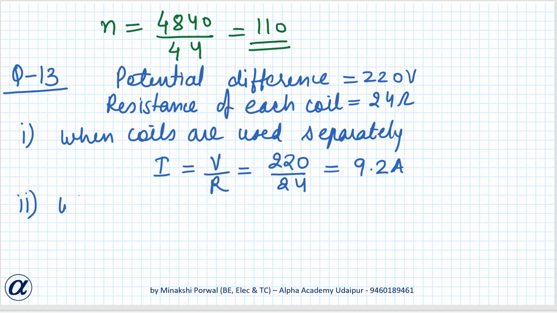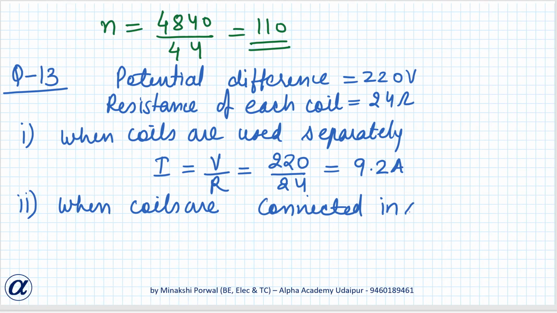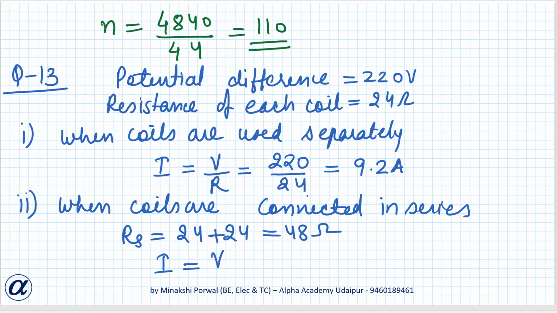Then when coils are used in series, or connected in series, the series resistance will be 24 plus 24, that is equal to 48 ohms, and I will be equal to V upon R, that is 220 upon 48. So this will be equal to 4.6 amperes.